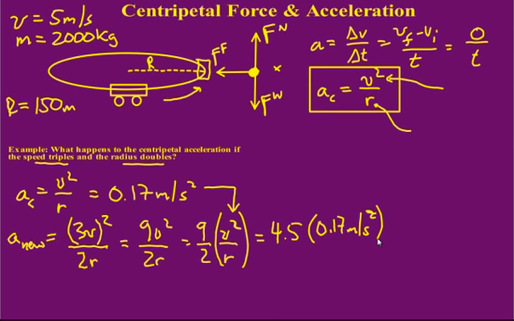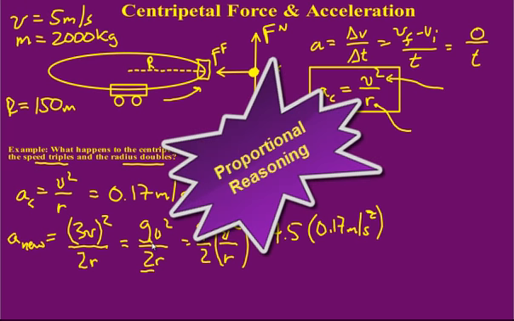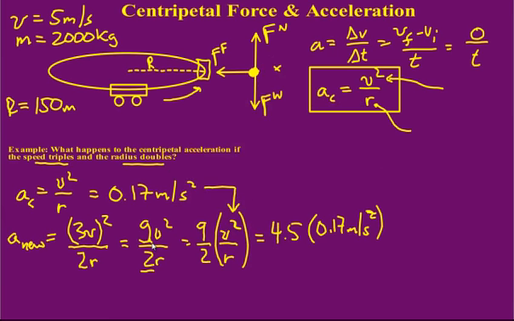But notice that I didn't have to plug in all the numbers, like the velocity is 5 and the radius is 150. I can do it just by working with these factors here. This kind of approach is called proportional reasoning, and it saves you time and calculation. So you'll be expected to do this on upcoming quizzes and tests.